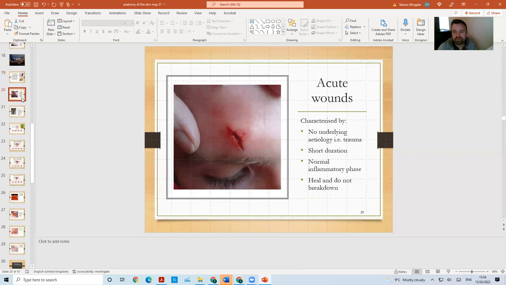So acute wounds are categorized by no underlying problems, i.e. trauma, short durations, no inflammatory phase, and they heal and do not break down. So these are normal wounds. This one, if you remember from the first aid we did, looks like an incised wound. There's no other trauma there, so it should heal quite nicely. It should be a short duration because that should just heal up within 2 or 3 days. And there's no inflammatory phase, and it doesn't look like that's going to break down.